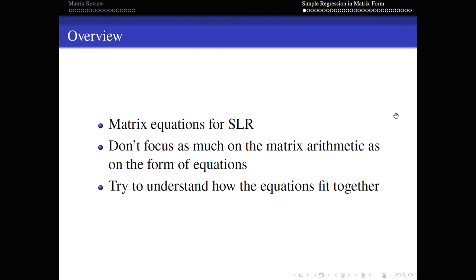In this video, we'll discuss how we can use matrices to describe the simple linear regression framework. Again, for this, I don't want you to focus as much on the arithmetic as I do on the form of the equations and understanding how all these things fit together. Now, it is important to understand what we're doing with the matrices, and that's why we did this matrix review in a previous video, but it isn't going to be a main feature, and you're never going to have to do this by hand.